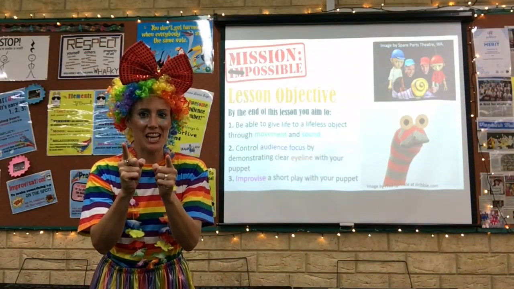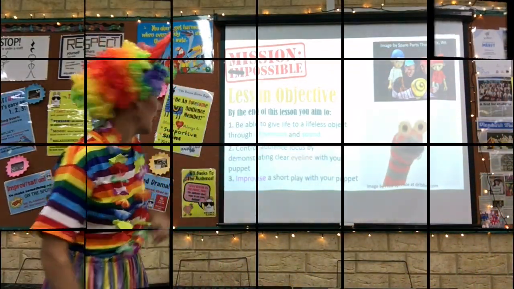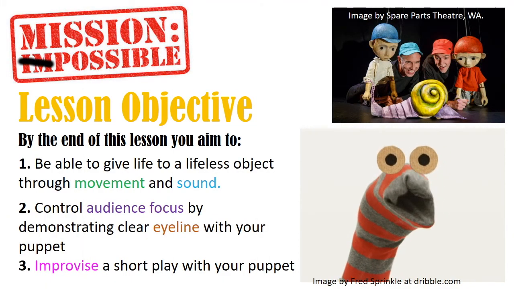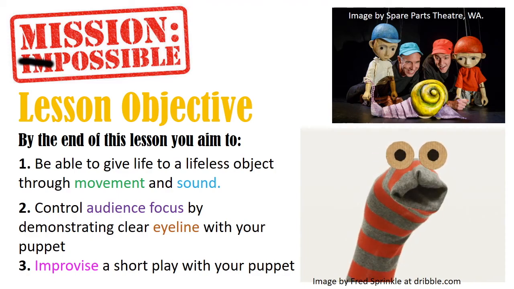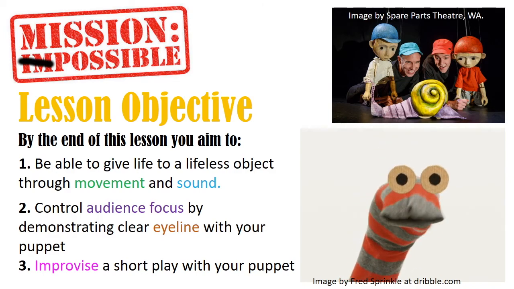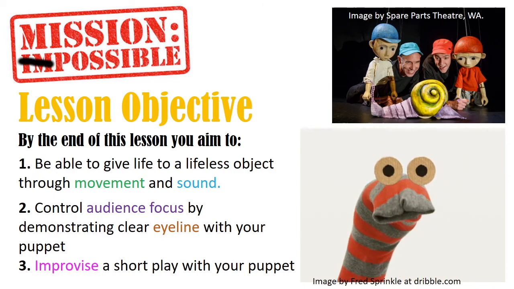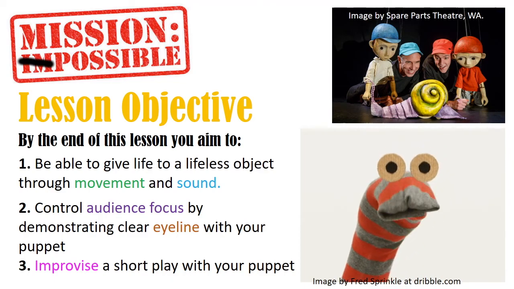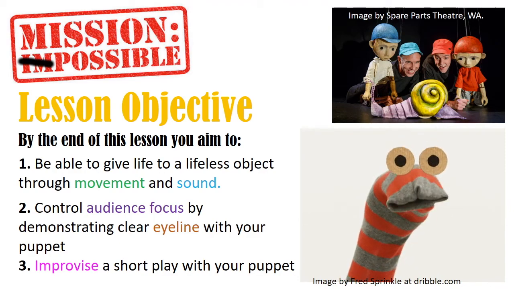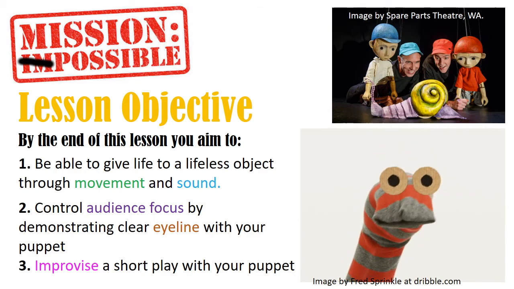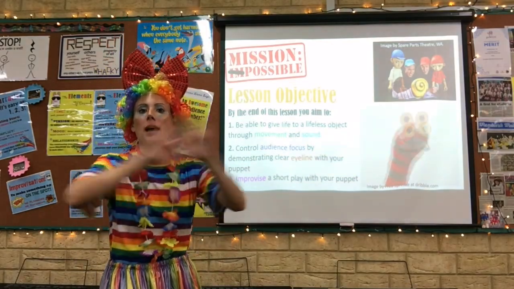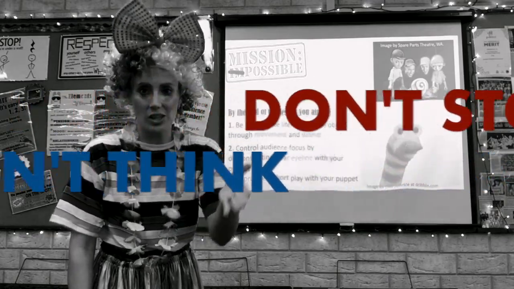Your mission in this lesson is the following. Lesson objective. By the end of this lesson, you aim to achieve the following things. One, you aim to be able to give life to a lifeless object through movement and sound. Two, control audience focus, demonstrating clear eyeline with your puppet. And lesson objective number three, improvise a short play with your puppet. Now remember, improvise means make up on the spot. Don't stop, don't think, just do.